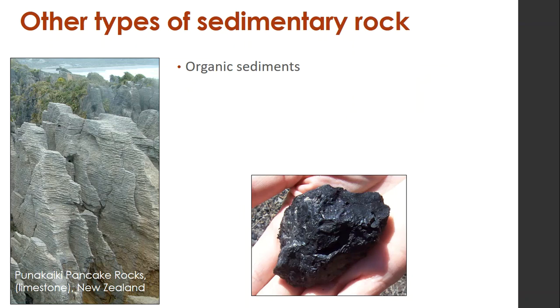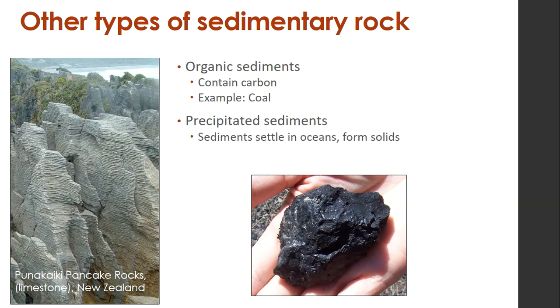There are some other types of sedimentary rock that are made up of organic sediments, so not necessarily pieces of rock. They contain carbon. One great example of that is coal. Then there's also precipitated sediments, and those are sediments that settle in oceans that form solids. And so here's a picture of that, this limestone in New Zealand. At one point, the sea level was much higher, and these are sedimentary rocks that formed there. And so again, limestone is an example of precipitated sediments.